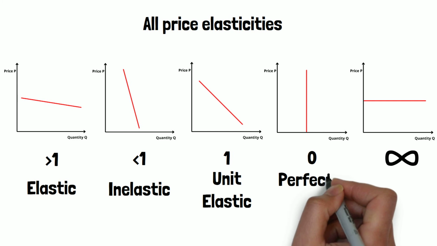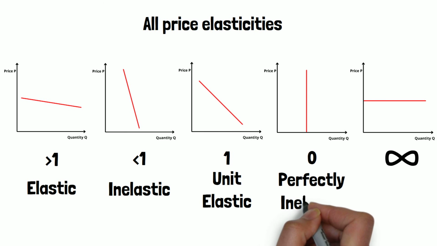A perfectly inelastic price elasticity of demand is recognizable from a vertical demand curve. A perfectly inelastic price elasticity of demand happens when a change in the price has no effect on the quantity demanded. The percentage change in quantity is 0, so the price elasticity of demand coefficient is also 0.